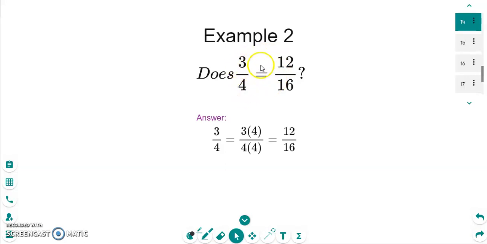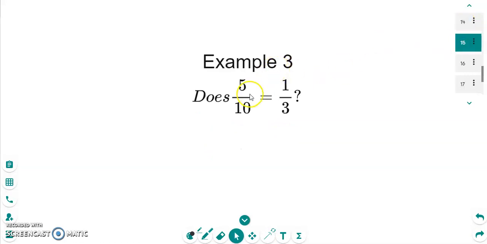So here we need to check if 12 is a multiple of 3 and if 16 is a multiple of 4. So we can see that 3 times 4 is equal to 12 and 4 times 4 is equal to 16. We're doing the same thing to the top and bottom, so we can say that 3 over 4 is equivalent to 12 over 16.